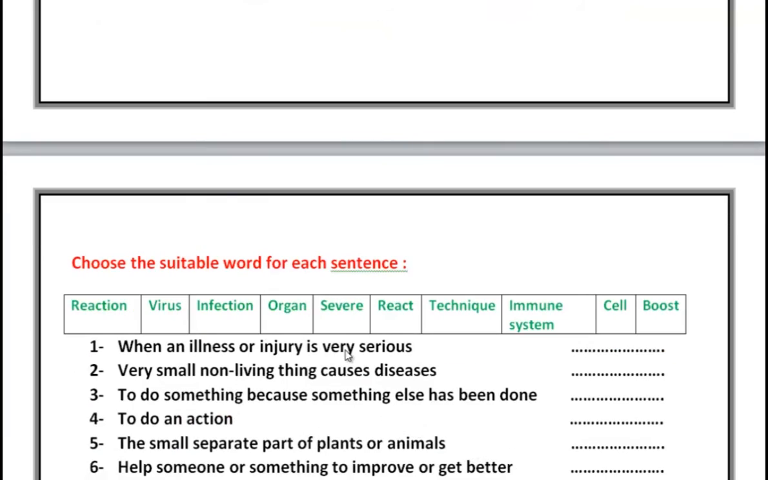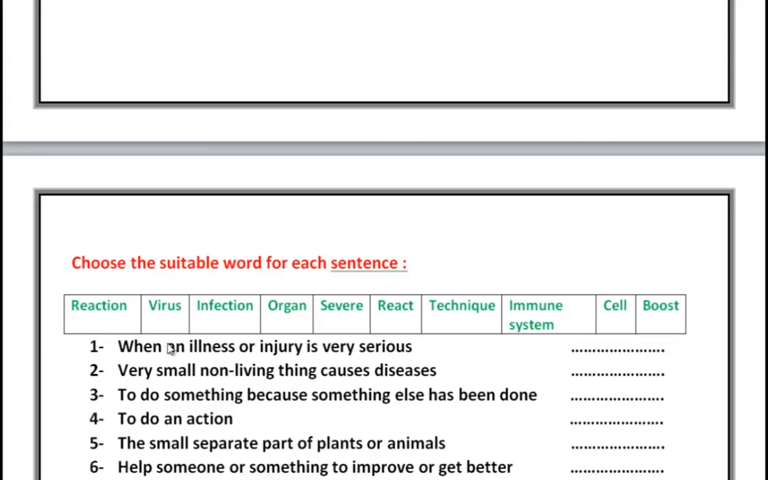Okay, now it is time to do an exercise about the vocab you have learned. I advise you to revise the previous part again and again, and after that, try to answer the questions in this exercise. Okay, let's start the exercise. Choose the suitable word for each sentence. You have here reaction, virus, infection, organ, severe, react, technique, immune system, cell, and boost.